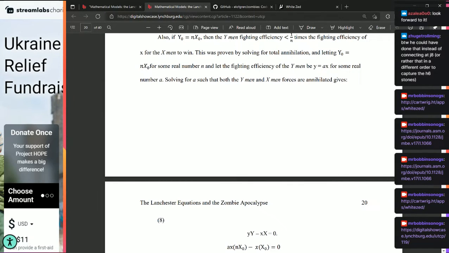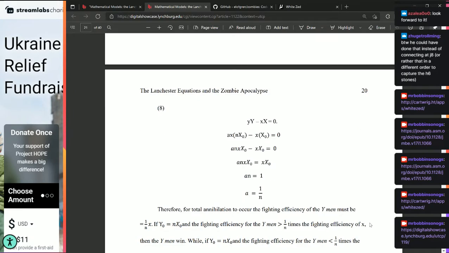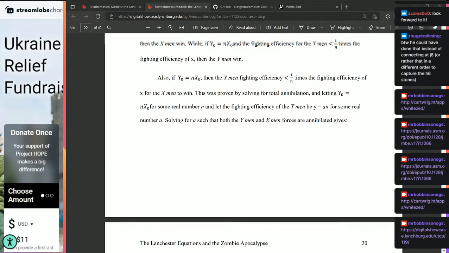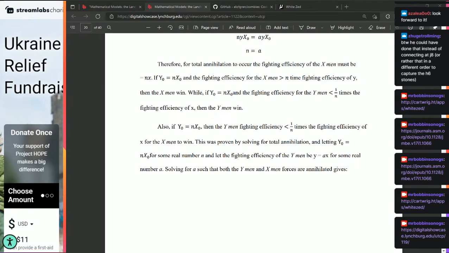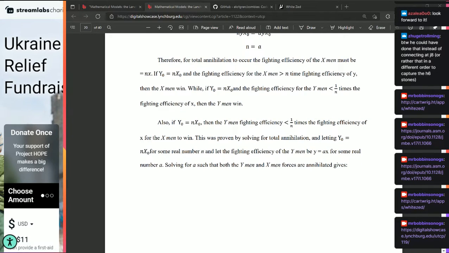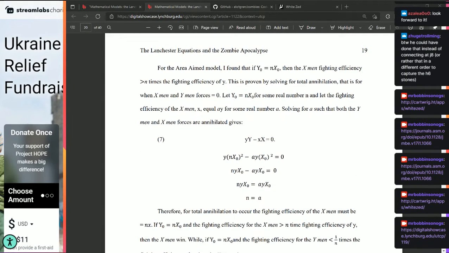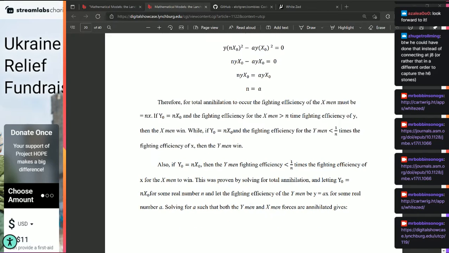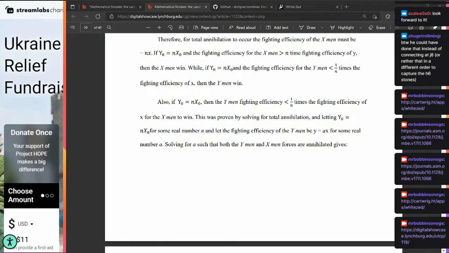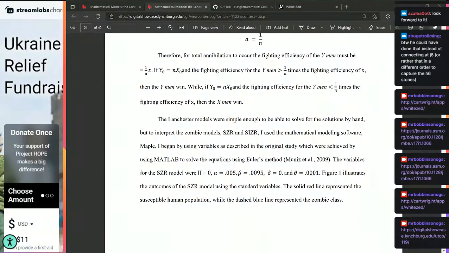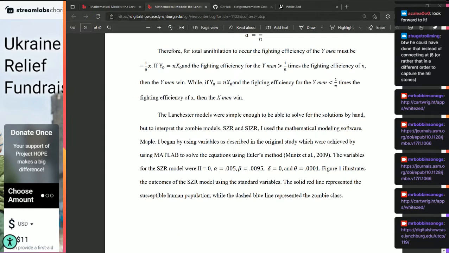So if both forces are annihilated, there's a model for that. So total annihilation of one side. Is one side always the zombies and one side is always the... hmm.